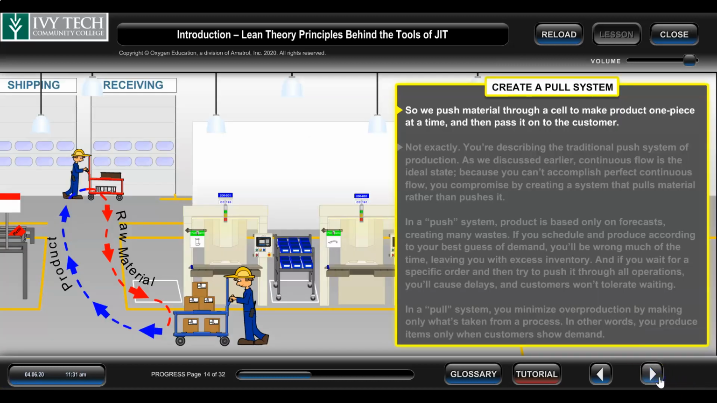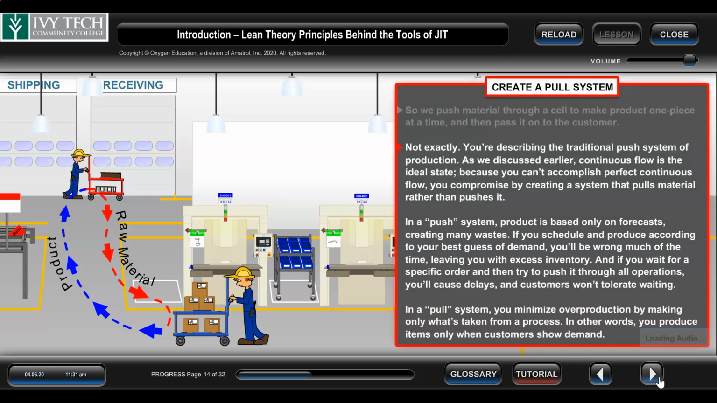So we push material through a cell to make product one piece at a time and then pass it on to the customer. Not exactly. You're describing the traditional push system of production. As we discussed earlier, continuous flow is the ideal state. Because you can't accomplish perfect continuous flow, you compromise by creating a system that pulls material rather than pushes it.